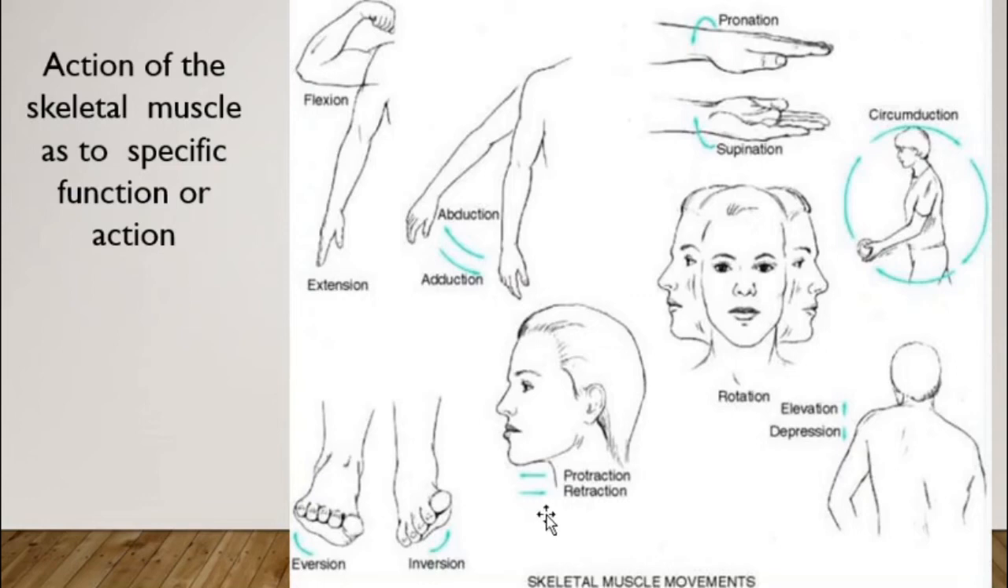Elevation and depression can also be movements of your mandible. When you open your mandible, the muscles are depressed, pulling it downward. When you elevate, the muscles of the lower mandible pull up, which closes your mouth. In the back portion, elevation is when you lift your shoulder up, and depression is when the muscle pulls downward.